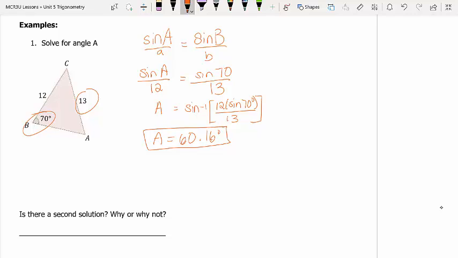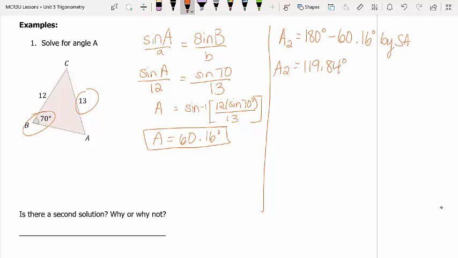Okay, now I'm going to go and solve this using method 1. Okay, so method 1 says check for ambiguous case by taking the value of the acute value of angle A, find its obtuse supplementary angle. So possibility for A2 could be 180 degrees minus 60.16 degrees. A possibility for angle A2 would be 119.84 degrees.